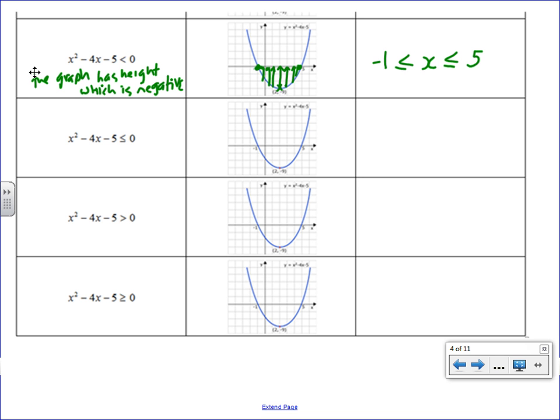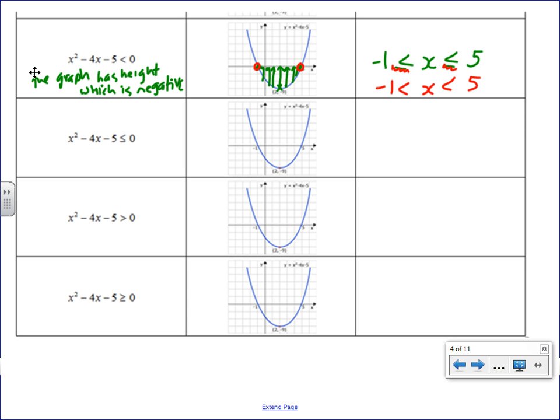I totally agree with you. We can't have the exact point 5 or the exact point -1. So I shouldn't have said "or equal to". I should say between -1 and 5, but not being allowed to equal those, because at those points the height is 0, not less than 0.